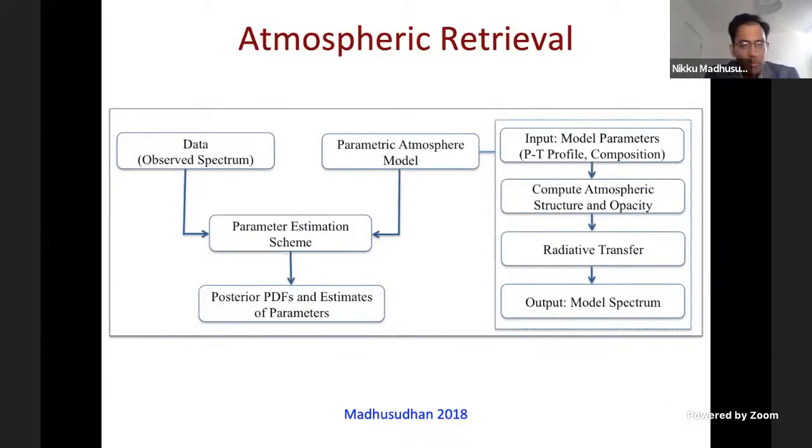So I've shown you lots of observations, but let me show you quickly what we do with such observations in terms of compositional measurements.